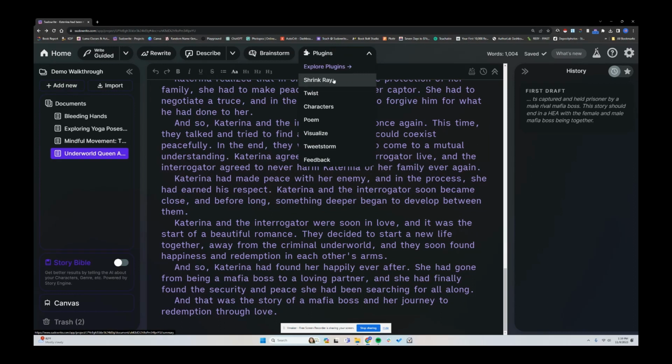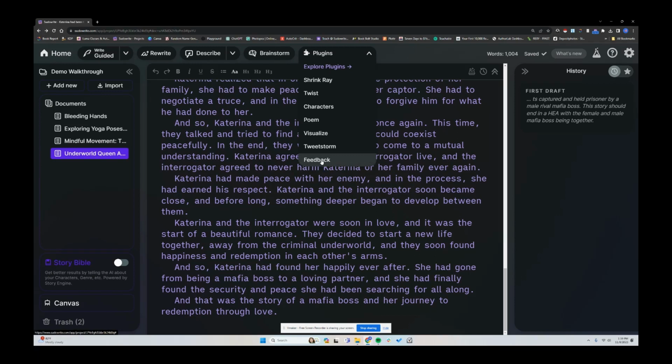Shrink ray. I'm not going to do shrink ray or feedback. Shrink ray is whenever you can essentially give it your story or a good portion of your story and it will condense it down. This is good for like blurbs or things like that. The feedback is you can give it again portions of your story and it'll give you some advice on it, just like what it says, some feedback.